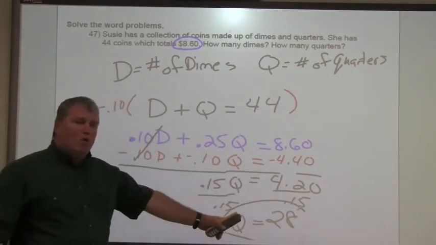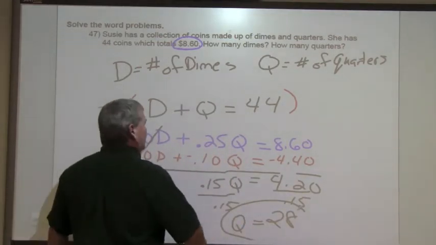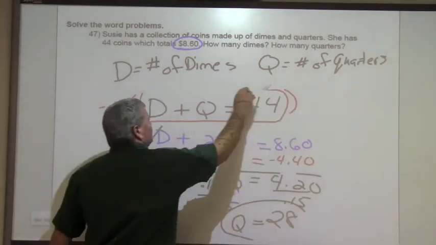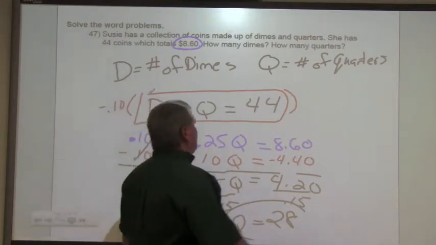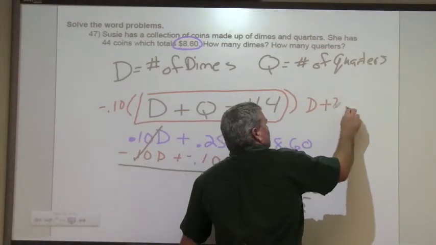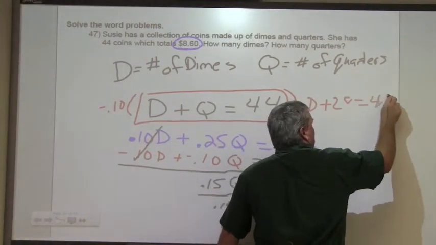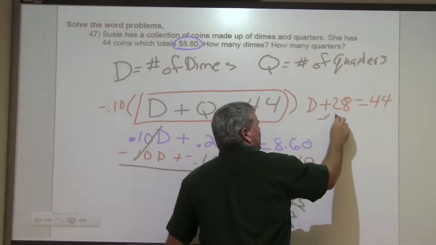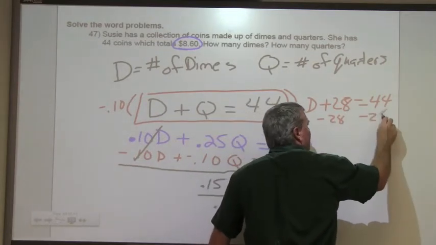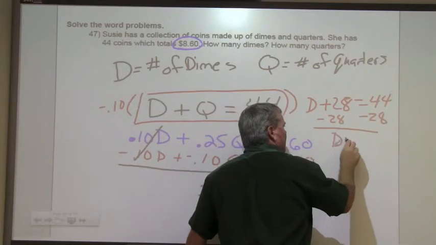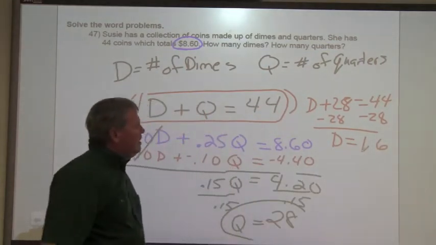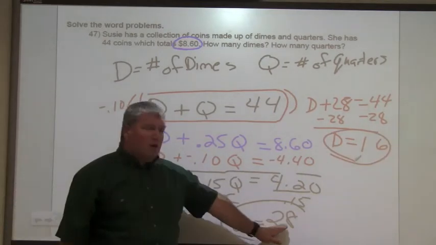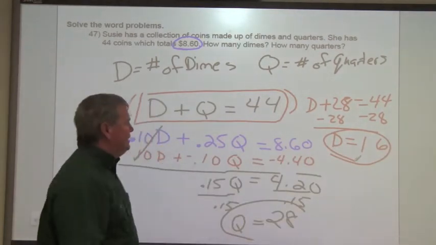Well, if I have 28 quarters, I'm going to come back up here to this original equation, D plus Q equals 44. If I have 28 quarters, then how many dimes do I have? Well, I can take that 28, subtract it from the 44. And what's that going to give me? 16 dimes. 28 quarters, 16 dimes.